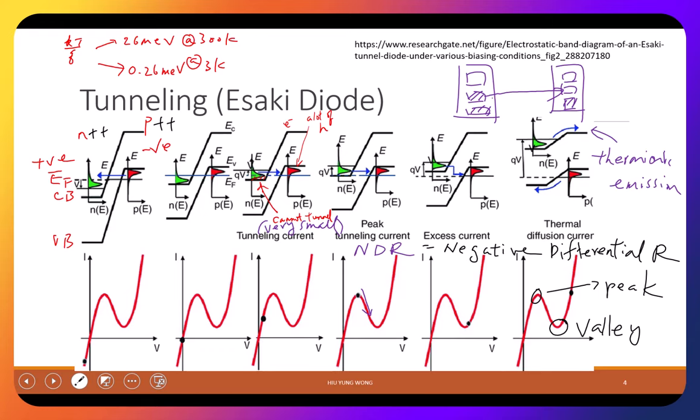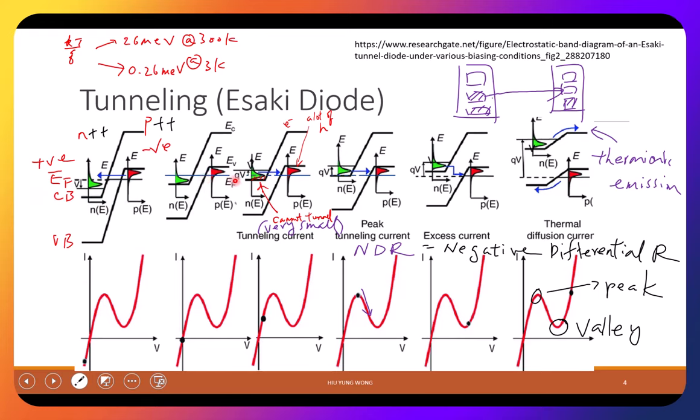What do you mean by? If it is not thermionic, you go through the band gap, that is tunneling current. Right? You have energy lower than the barrier, but you can go to the other side, then that is tunneling. Zener is going backward, you get tunneling. This is tunneling already. When you go backward, this is Zener.